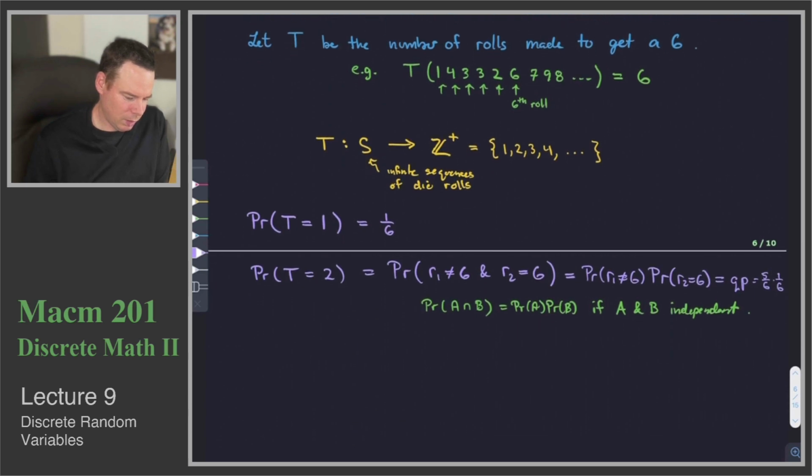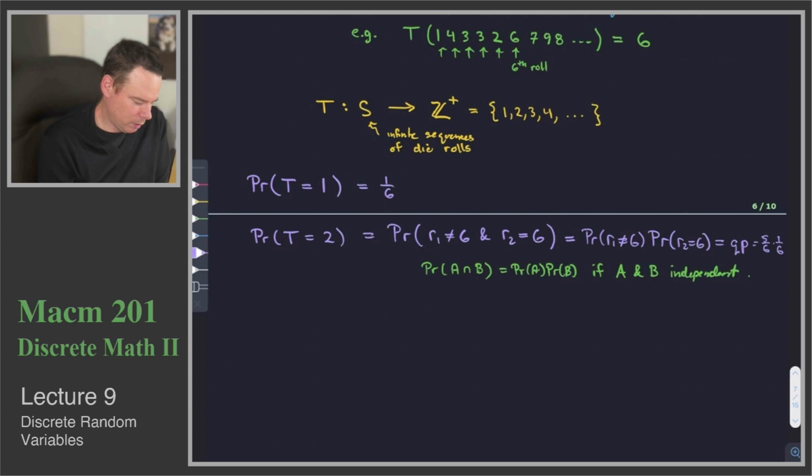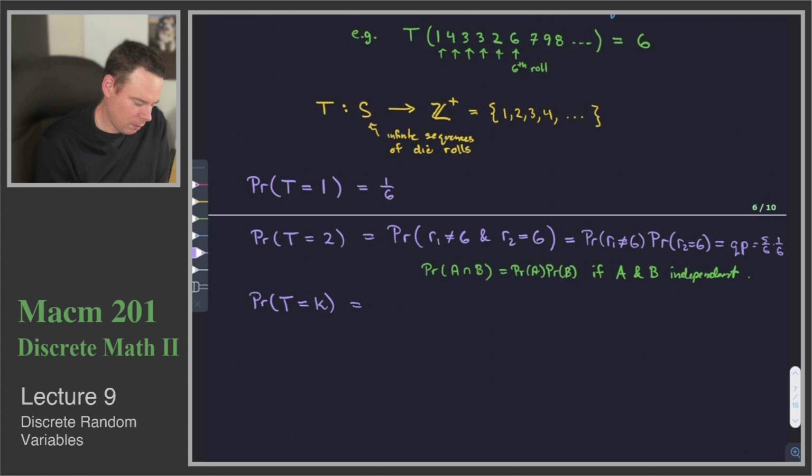And now that we've done those first two cases, we should be able to get into the flow of what the remaining ones are. So what is the probability that t is equal to k? That I get a 6 on the kth roll of the die and no sooner. Well, this would be the probability that R1 is not 6 and R2 is not 6 and all the way down to R(k-1) is not 6 and Rk is 6.